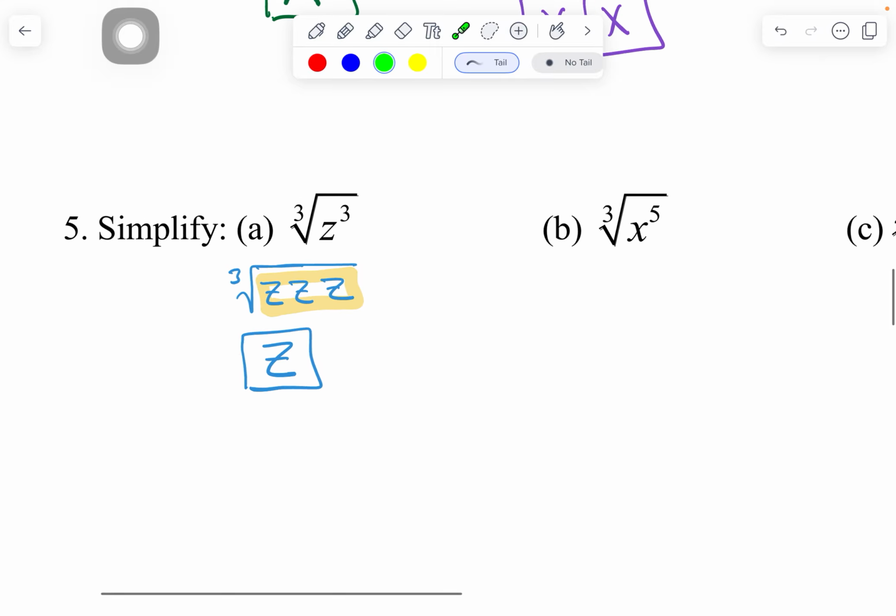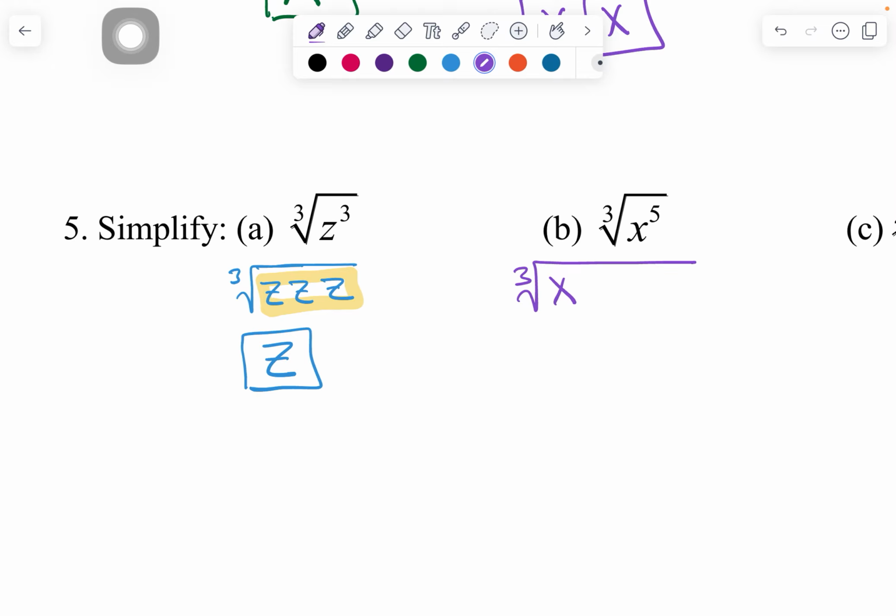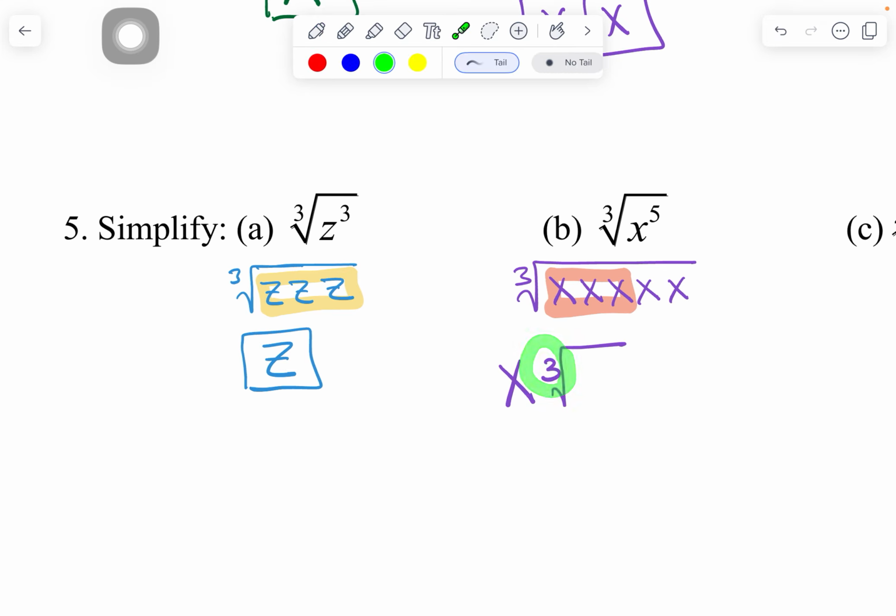So for part B, again, a couple of ways you can do this if you're dealing with writing out the root. So x, 3, 4, 5 of them. I'm looking for any triples, so sets of 3's. So there's my set of 3's. So that's one set of 3 x's, so that's x. And then I have the cube root. Please make sure that index is written in the correct location. And then what didn't pair up are 2 x's, so x squared.